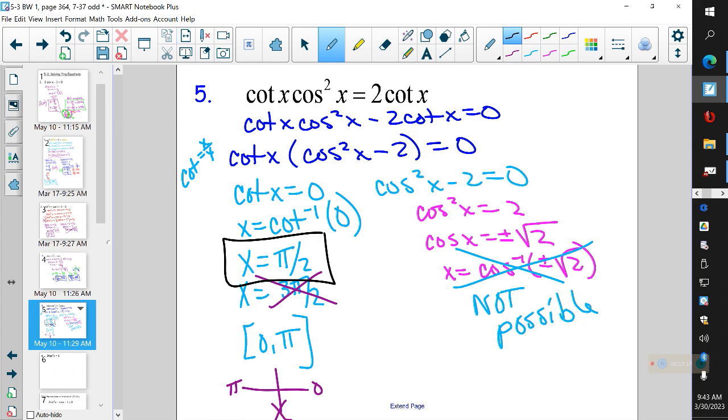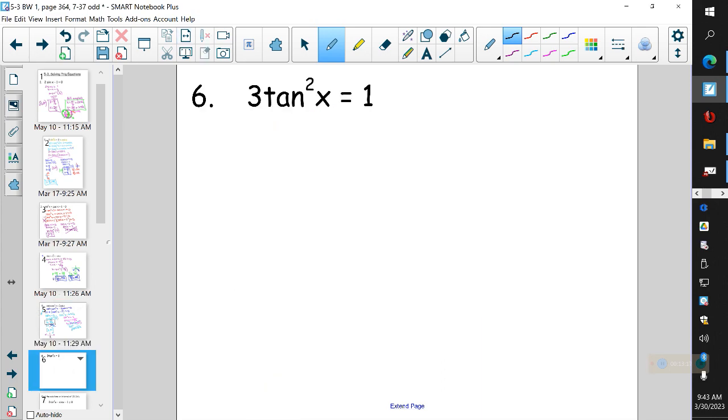Okay? Number 6, 3 tangent squared of x is equal to 1. So I'm going to divide both sides by 3. So I have the tangent squared of x is equal to 1/3.